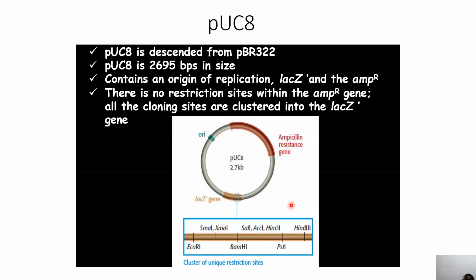Now pUC8 is descended from pBR322 and it is 2695 base pairs in size. It contains an origin of replication, lacZ prime and AMP-R, and there are no restriction sites within the AMP-R gene. All the cloning sites are clustered into the lacZ prime gene.